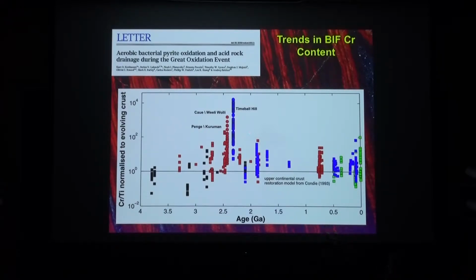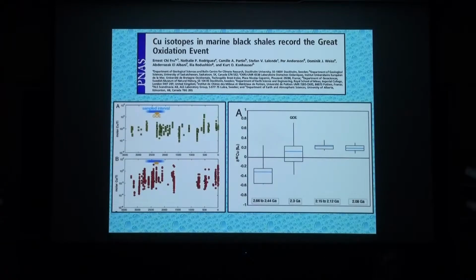But this is what we use as a record for the start of the GOE, 2.48. Just another real quick example of using trace metals, hooked up with a bunch of other colleagues looking at copper in shales, copper in BIF. You can see the patterns. There is no pattern here. It could be anything, but basically there's nothing here to tell me anything's changed.